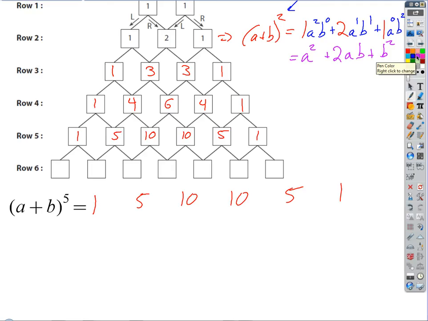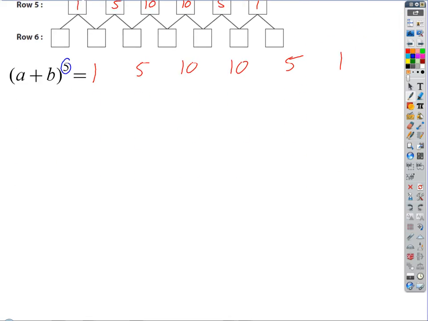What's going to be our initial power of A? 5th, right? Because this is a 5. So we're going to start off in this case with A to the 5th. All of the exponent power shifted to the A's. Let me scoot this up a little bit so you can see it better. So then we're going to get A to the 5th, B to the 0, because 5 plus 0 is 5. Then we shift over, 5 times A to the 4, B to the 1, right?